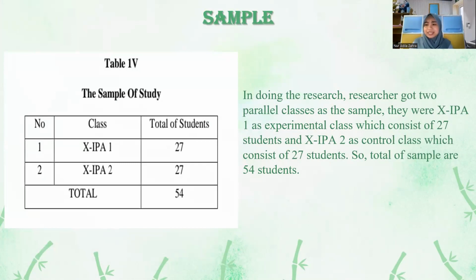Next, there is the sample. In selecting the sample, the researcher used cluster random sampling. It means that the experimental and control classes were chosen randomly by using small pieces of paper. The name of each class was written on a small piece of paper, and then the papers were rolled and shaken. As you can see in the table, in doing the research, the researcher got two parallel classes as the sample. They were XIPA 1 as the experimental class, which consists of 27 students, and XIPA 2 as the control class, which consists of 27 students. So the total sample is 44 students.